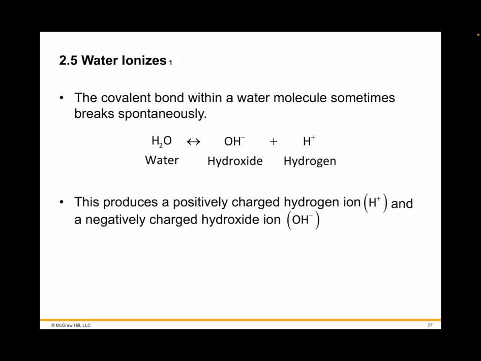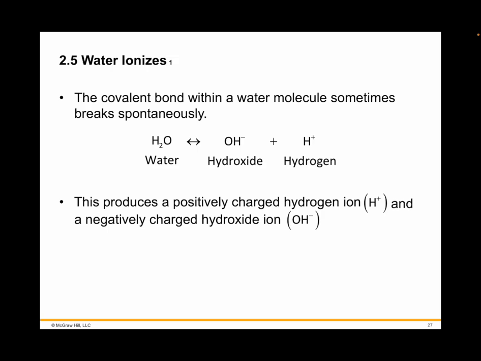Covalent bonds within water molecules sometimes break spontaneously. When it happens, a proton, or hydrogen atom nucleus, dissociates from the molecule as a positively charged ion, a hydrogen ion. The rest of the dissociated water molecule, which has retained the shared electron from the covalent bond, is a negatively charged hydroxide ion. And this is shown before you.